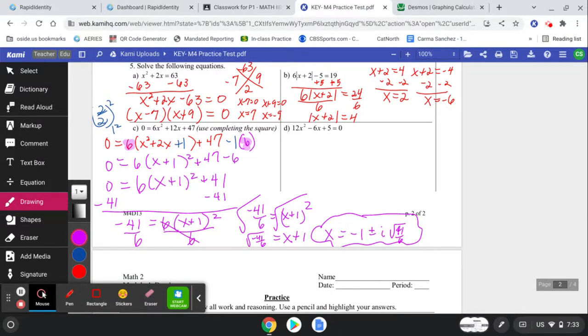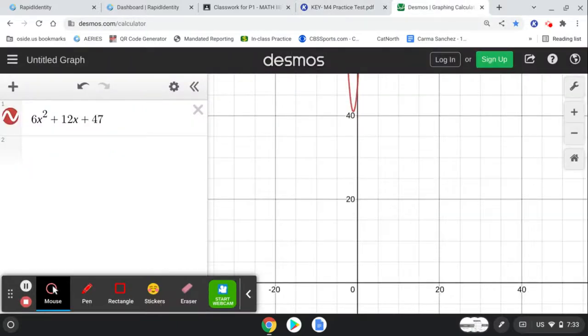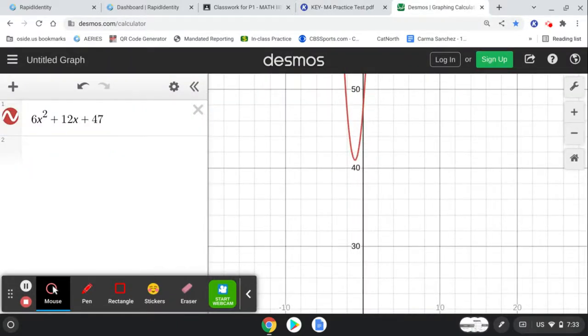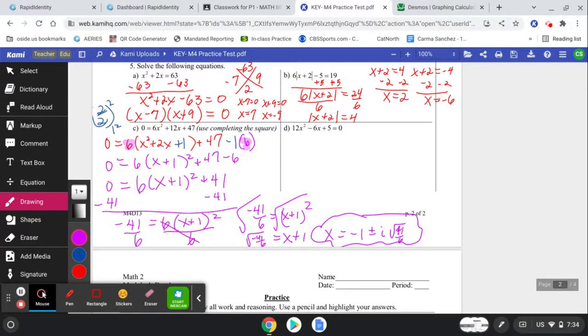And notice it's got a -1 line of symmetry. So go look at this graph. See how it's going through a vertex of -1. Anyways, just to visualize what an answer like that looks like on Desmos, it's good for you to see that it's something that doesn't touch the x-axis.